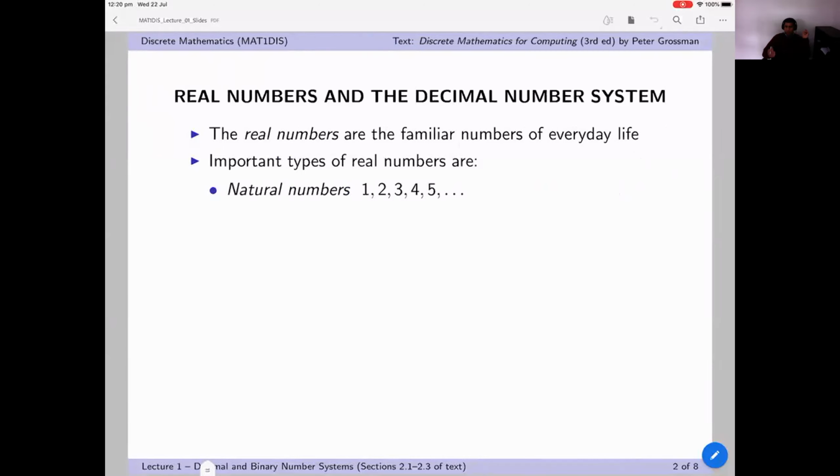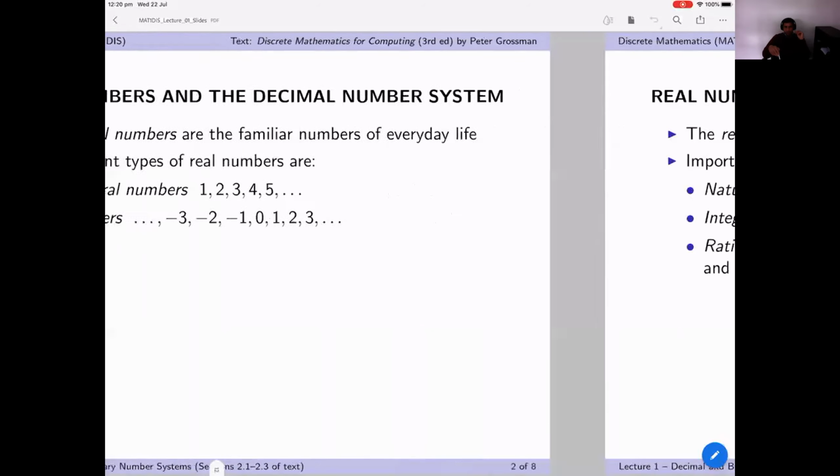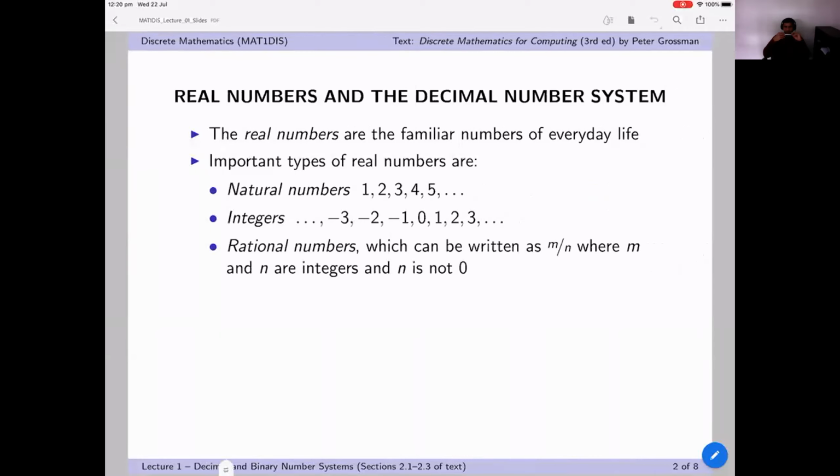Amongst them, important types of real numbers are natural numbers, for instance. These are counting numbers, 1, 2, 3, 4, 5, 6, and so on. And then integers. If you consider the negative counterparts of natural numbers as well, then those numbers are named integers. Then we have rational numbers: all those numbers which you can write in fraction form, meaning a ratio of 2 integers, right?